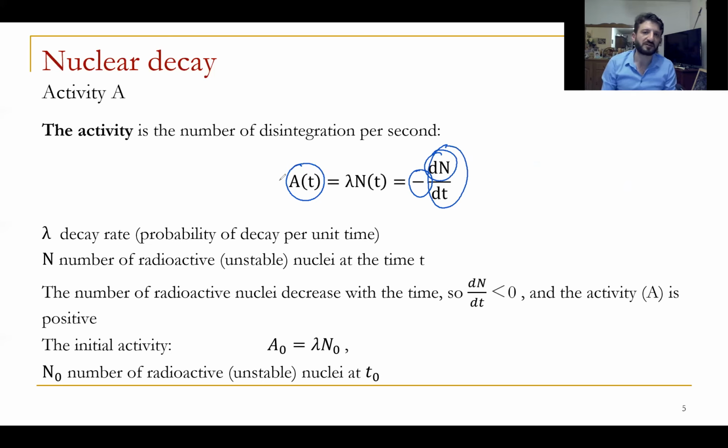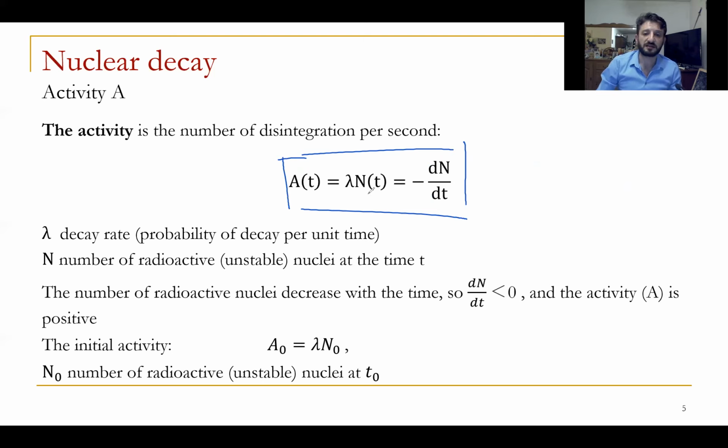When we talk about the activity, it must be positive, so we have a negative here. You have to know this relation very well: A of t equals lambda N of t equals minus dN divided by dt. This activity is at a time t. The initial activity equals lambda times N0. Lambda is constant. N0 is the initial number of radioactive elements at t initial.